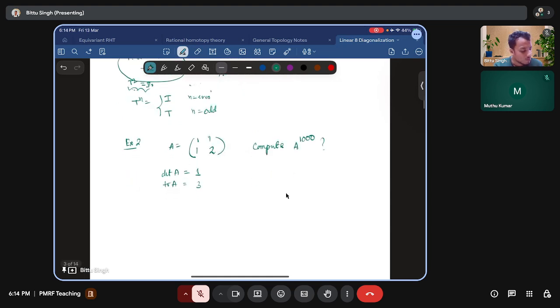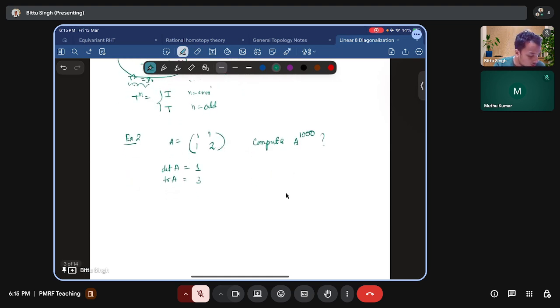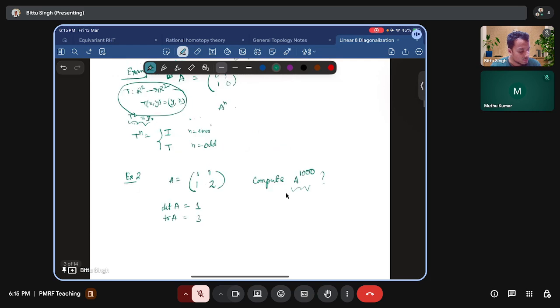Now it is obvious that direct computation is not that straightforward, because we need to compute a lot. For each operation there are lots of multiplications and lots of additions. So direct computation is not easy in this case. But the claim is we can compute A to the power 1000 using diagonalization.